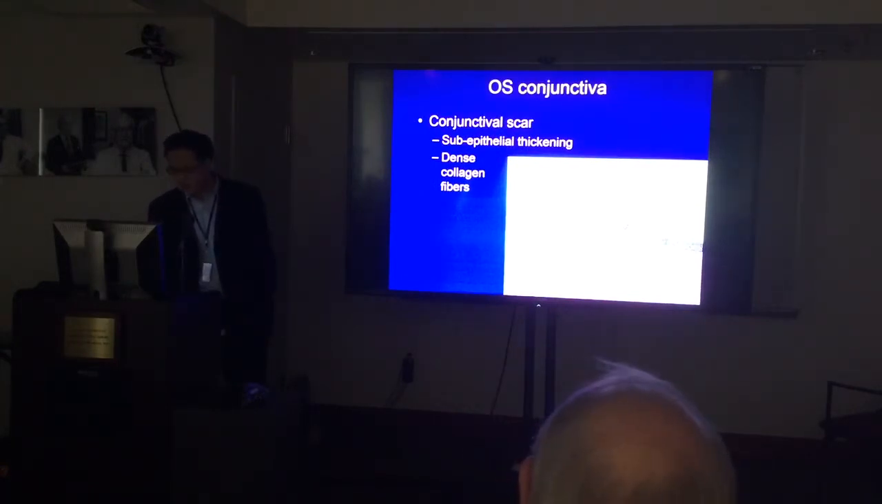This is the conjunctiva, and you can see here that it's thickened, and the substantia propria appears to be completely replaced with dense collagen fibers, suggesting that this is a conjunctival scar.